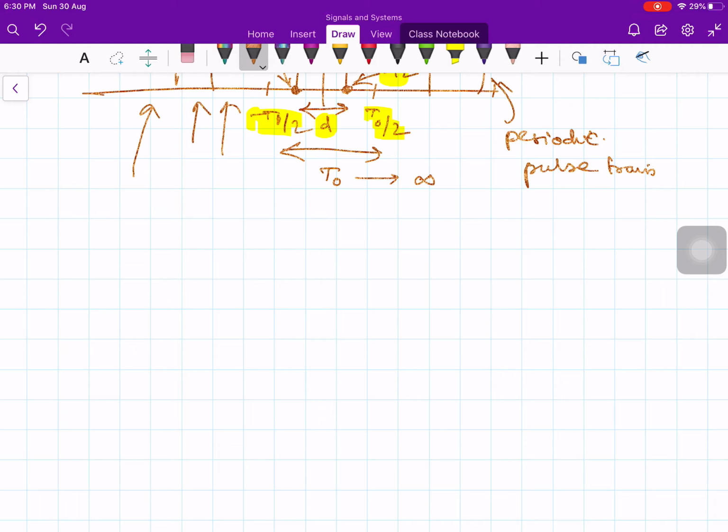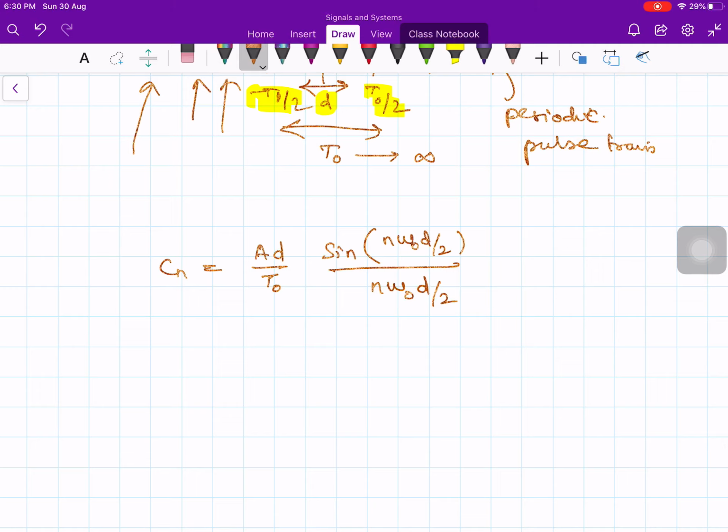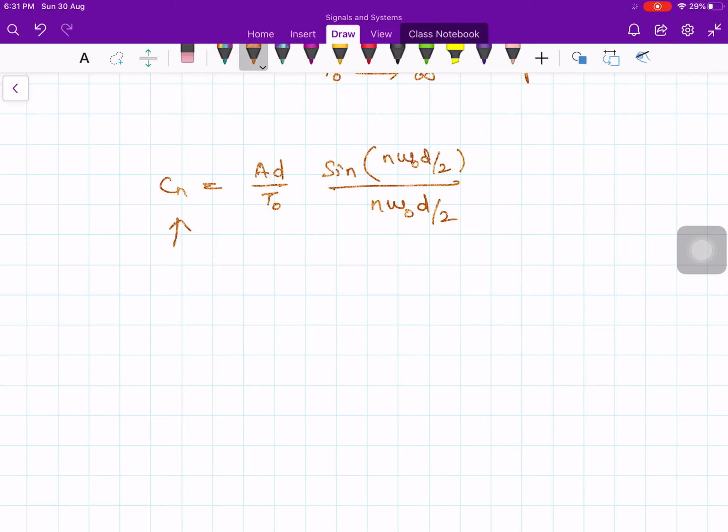We know the spectrum of this signal, that we already calculated in one of the previous lectures. So the Cn, the complex exponential Fourier series coefficient, is A d by t0 times sine of n omega naught d by 2 divided by n omega naught d by 2. We have talked about this a couple of times in past lectures. So let us look at the spectrum of this. Now we know that Cn is an even function, and since Cn is going to be a real number, there is no imaginary part. Therefore for a real quantity there is no need to plot the phase. Only magnitude is enough here.